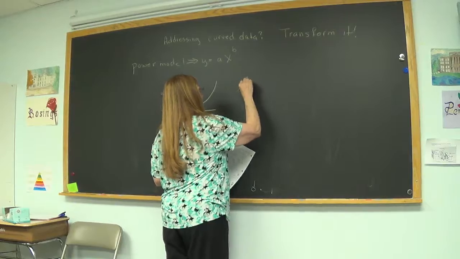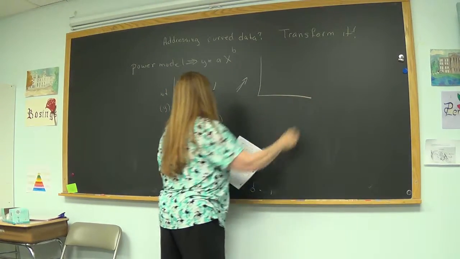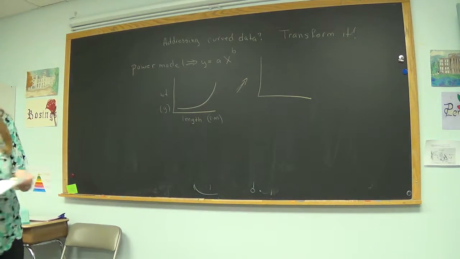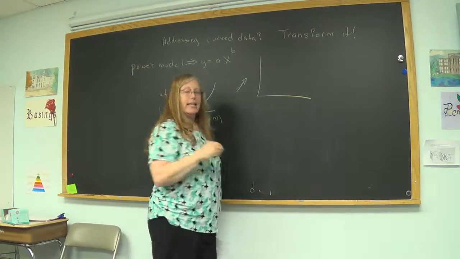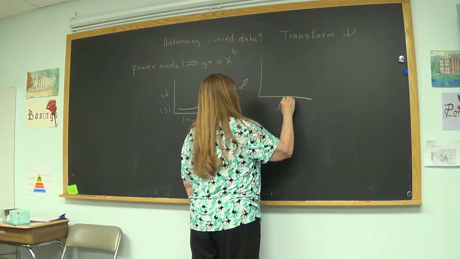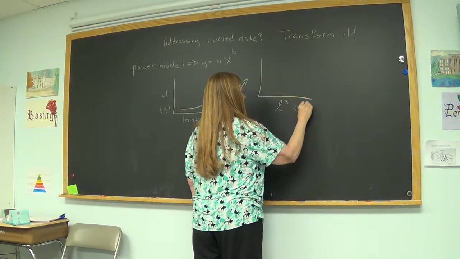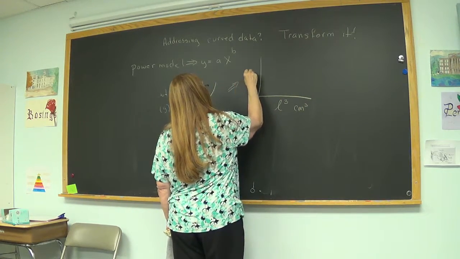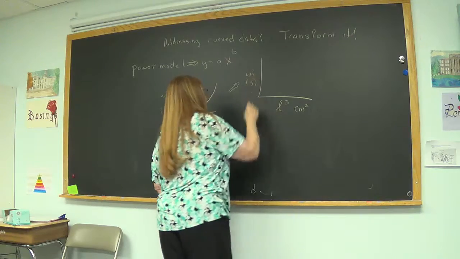So the first way to straighten it is we can take each length and cube it. Turns out, is that what they did? Can you see the next graph? Yes, they did. They cubed the length, so we're in centimeters cubed, and the weight is unchanged. It's still in grams.